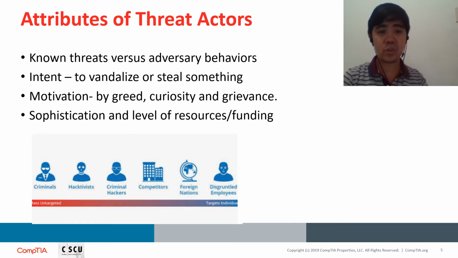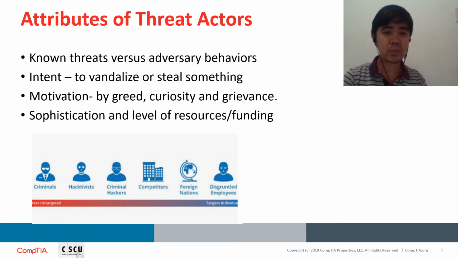The nature of modern cybersecurity threats means it is important to describe and analyze behavior as well as enumerate known threat patterns. It is important to distinguish the types of threat actors in terms of location, sophistication, resources, and intent. An attacker could be motivated by greed, curiosity, or some sort of grievance. The intent, on the other hand, could be to vandalize and disrupt a system or to steal something.